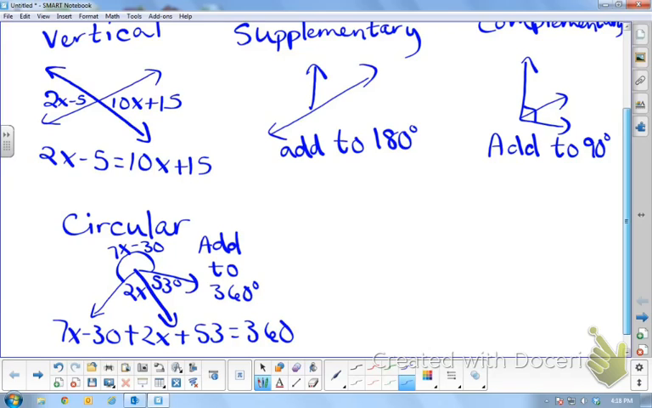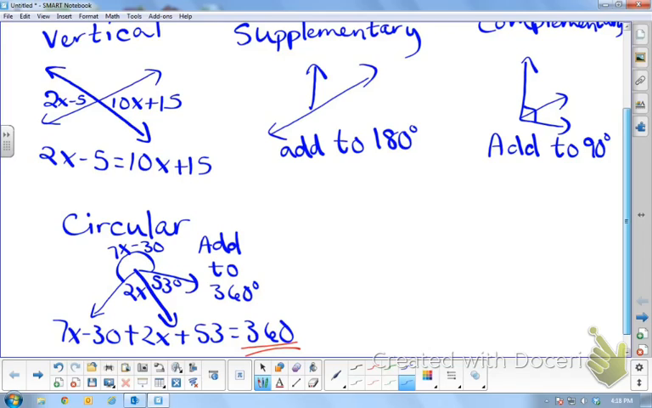The only difference with supplementary and complementary is we would change this side. If it's supplementary, we'd add all the pieces, set it equal to 180. If it's complementary, we'd add all the pieces, set it equal to 90.